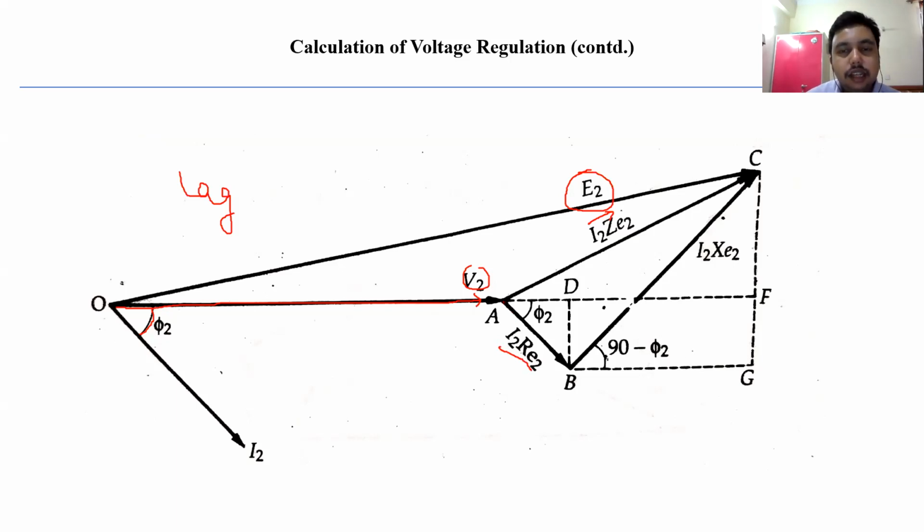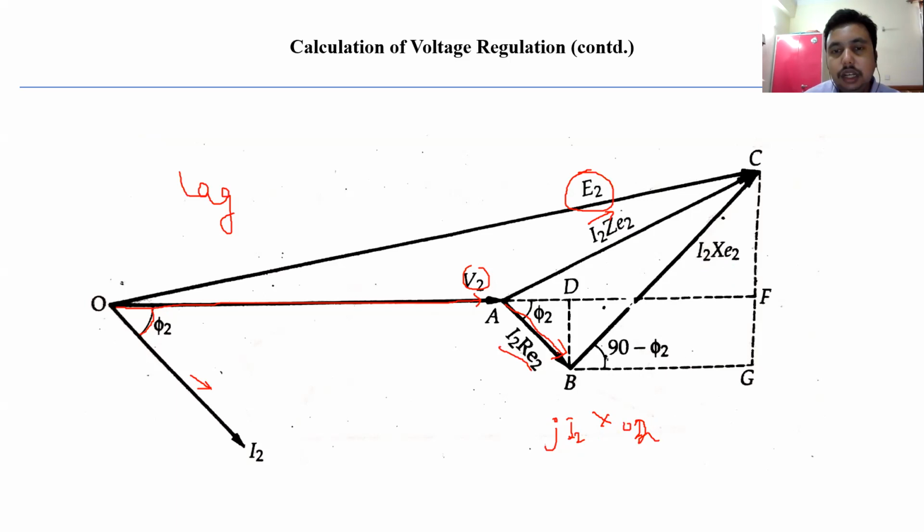Whenever you have an IR drop, for drawing the phasor of IR, you will draw it always along the current I2, because whenever there is a resistive component, the voltage across the resistive component will always be along the current. So I2 into R02 has been drawn parallel to I2. Next, we have to show the impedance drop, that is j I2 into X02. In this diagram it is represented as Xe2, and Xe2 and X02 are both the same.